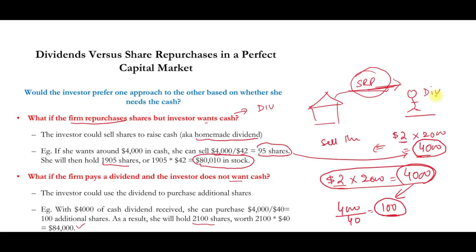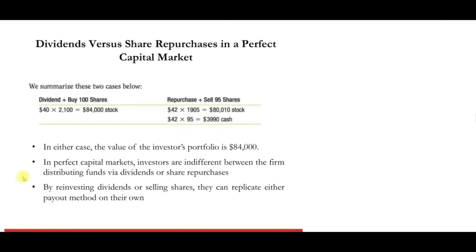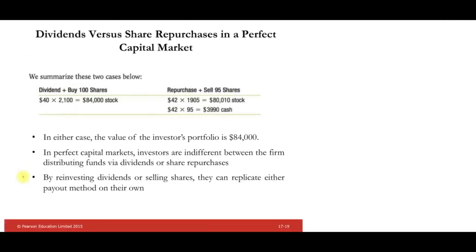Okay, so what is the story of this slide? If the investor wants dividend but the company is not paying dividend, instead it's doing repurchase, the investor can sell the stocks. Or in the second case, he can buy the stock. So this is the summary of what we have learned in the previous two cases. Number one, the company has paid dividend, so the investor will receive dividend plus he can buy 100 shares. So he will have 40 as the ex-dividend price, new number of shares would be 2100, and this is his wealth. And the other case is the company is doing the repurchase, plus he can sell some shares. So the 42 price is not changing, the new shares would be 1905, so this would be the wealth.